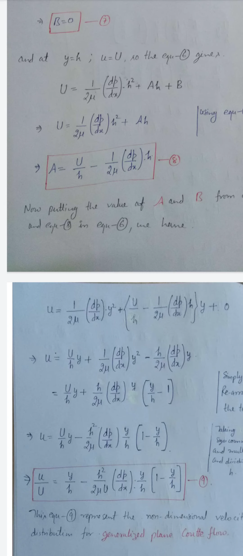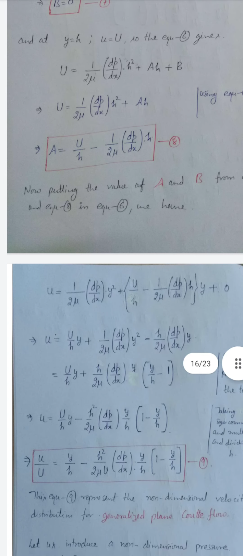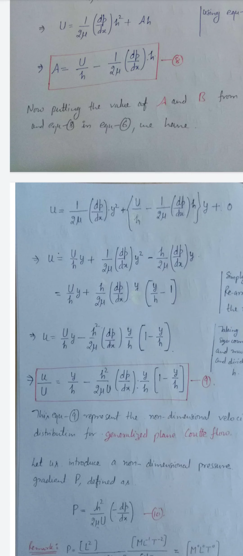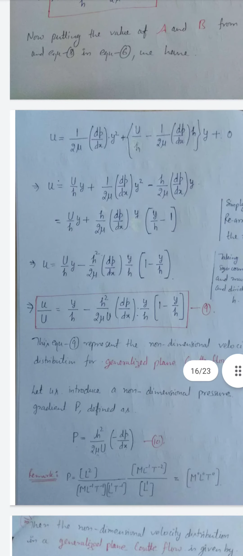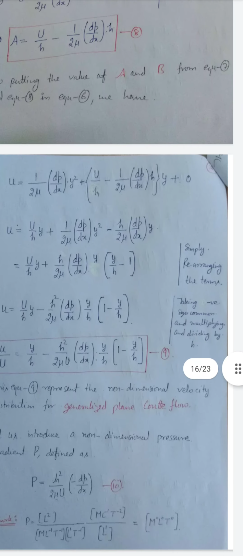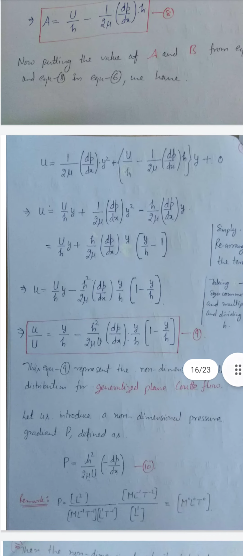यहाँ से ये common ले लिया हमने, ठीक है, h upon 2 mu लिया ना, और dp by dx लिया, साथ में y लिया, ये वाला common ले लिया, तो हमारे पास यहाँ क्या बचा, y upon h minus 1. We get from here u upon U is equal to y upon h minus h squared upon 2 mu U dp by dx into y upon h into 1 minus y upon h. This is equation 9. सारा कुछ calculate करोगे तो एक clear हो जाएगा students.